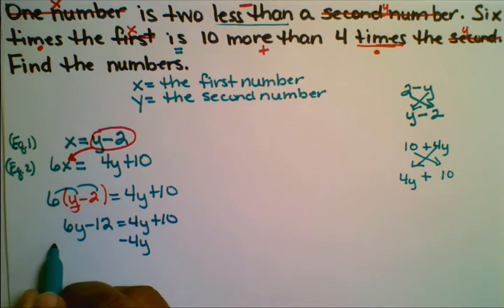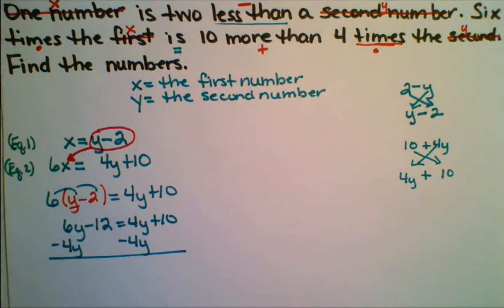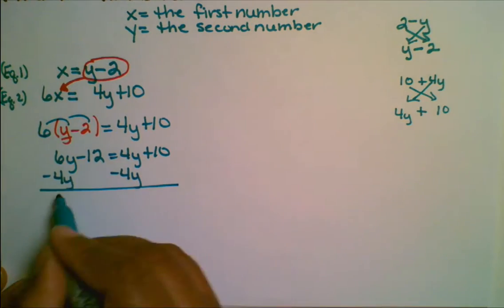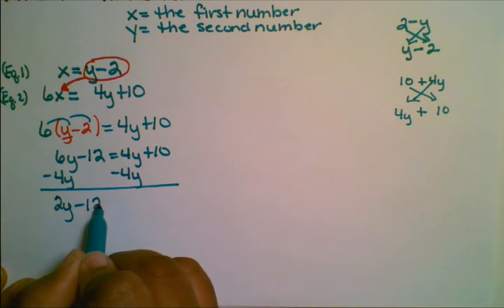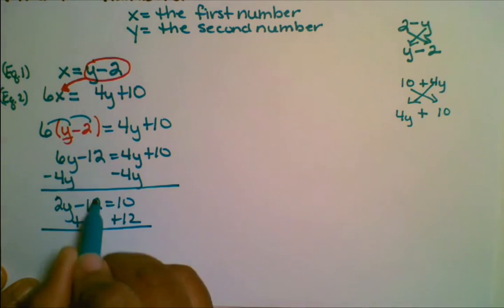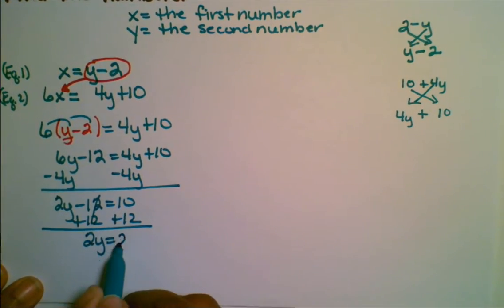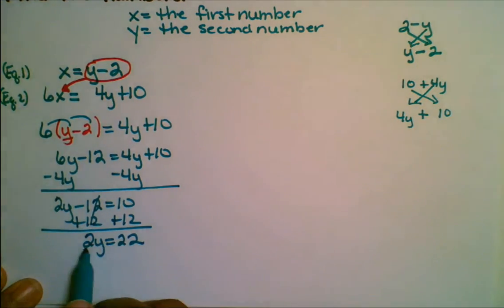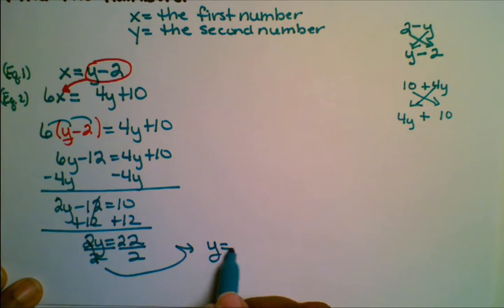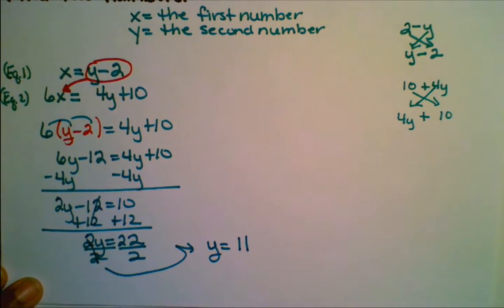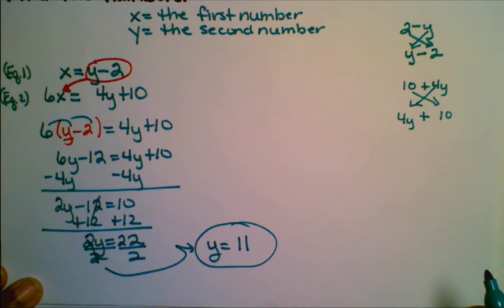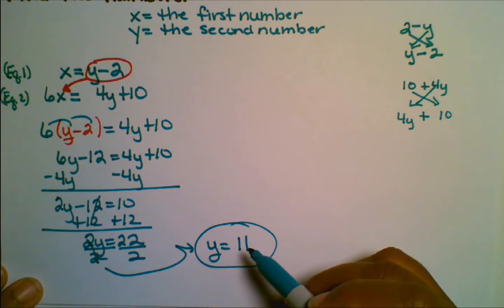Subtract 4y from both sides. And we have 2y minus 12 is equal to 10. Add 12 to both sides. We have 2y is equal to 22. And then the last step, divide by 2, and we have y is equal to 11. So we found our second number. Our second number is 11.